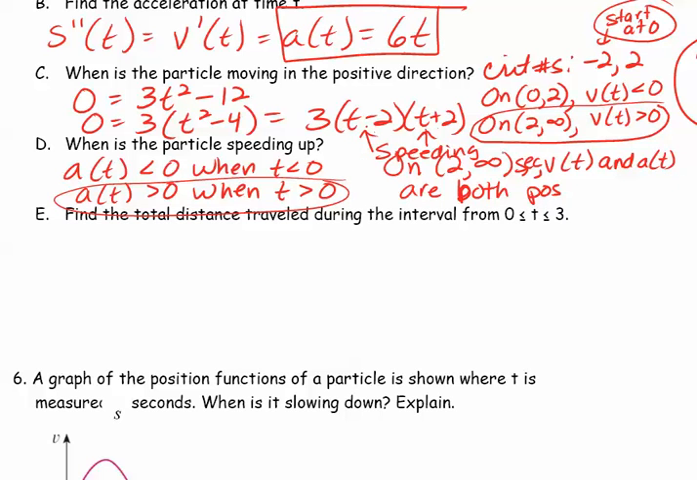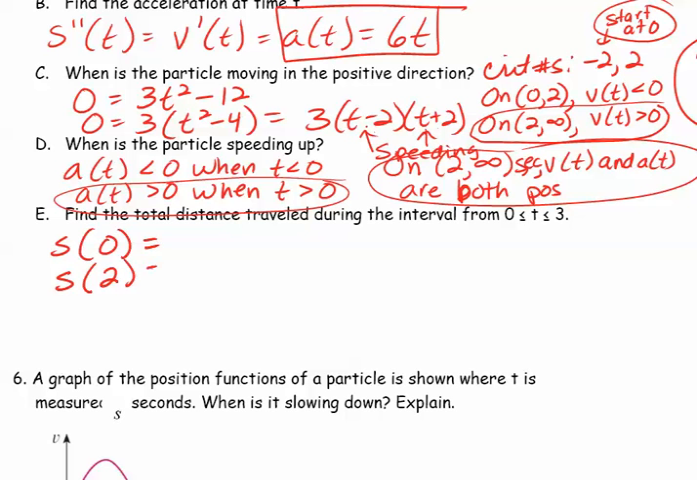All right, find the total distance traveled in the interval from 0 to 3. So we need to find out where it is at its endpoints. So what is s of 0? Its position at time 0. And our critical number in the interval here, -2 was a critical number, but it is not inside our interval. So we only have one critical number where it changed directions. And then let's find out where it ended up at s equals 3.